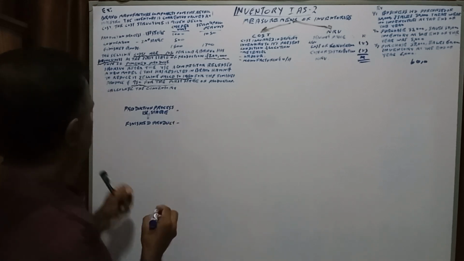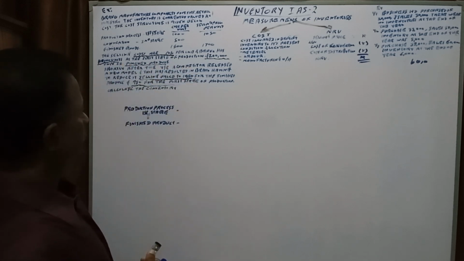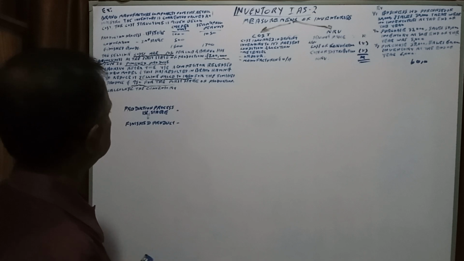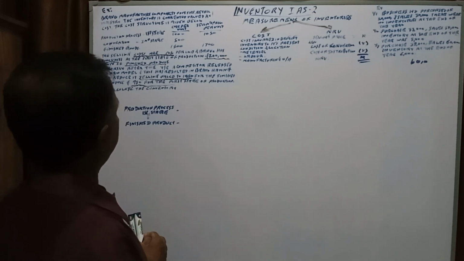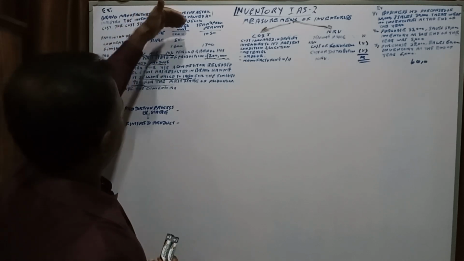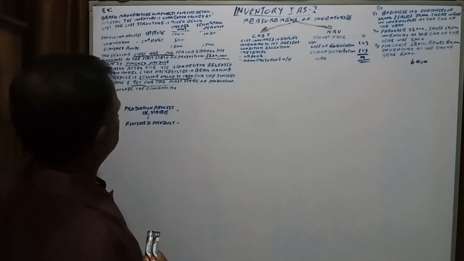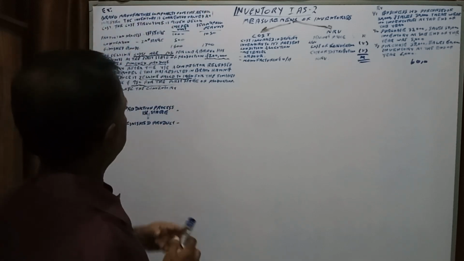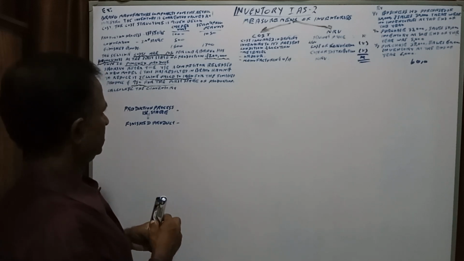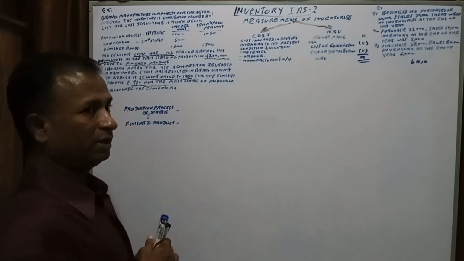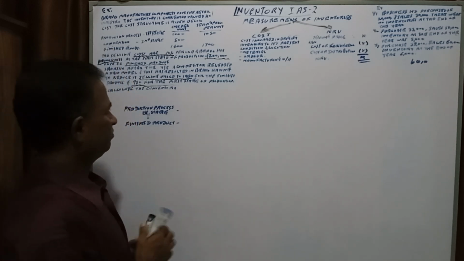For this only we have to calculate the cost, because these two only they have given. Here we have cost per unit given, so now we don't need to get the cost per unit. We will take the selling price to calculate the net realizable value at the beginning.